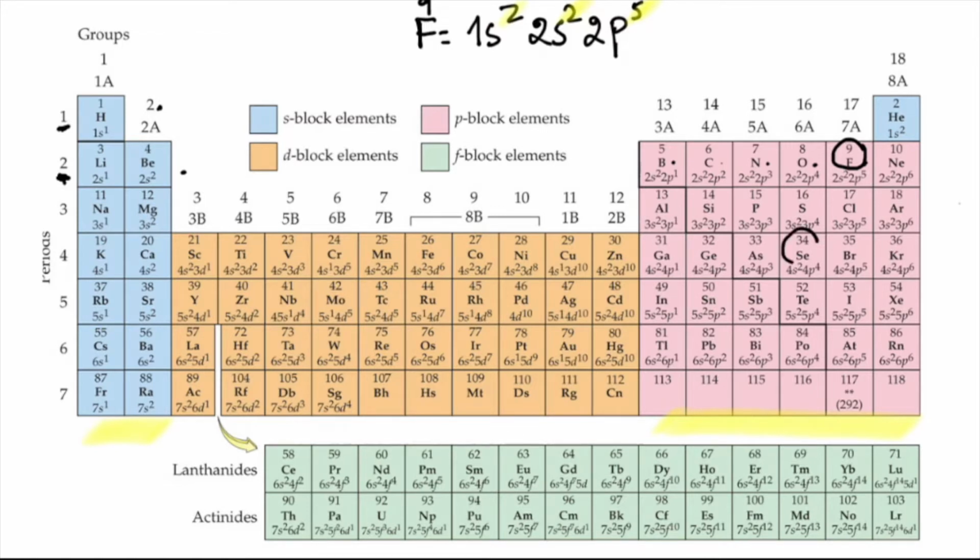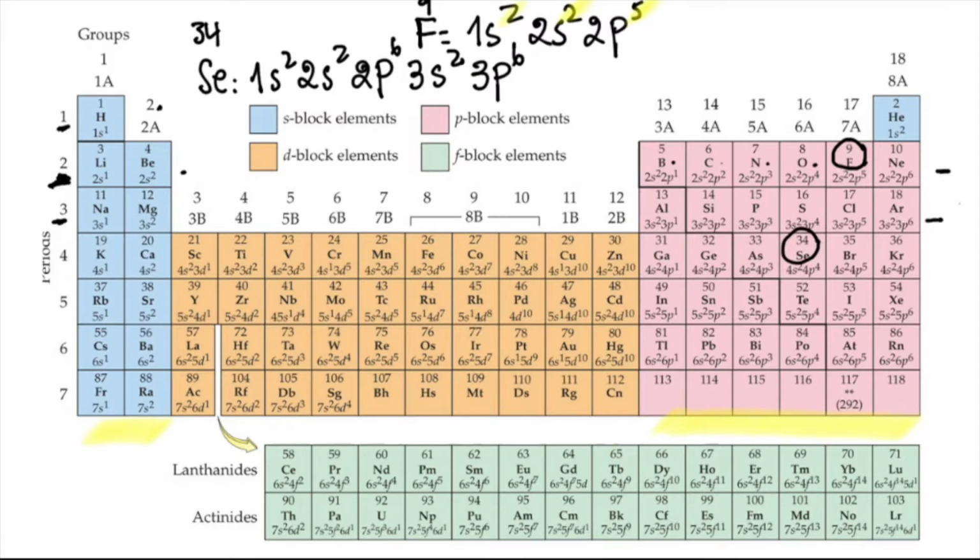Let's do selenium. Selenium has an atomic number of 34. So we would always start with 1s. So we would have 1s2, and then 2s2. After 2s2, we have 2p6 because selenium is 34, it's right here. So right now we passed 10 electrons. After 2p6, we would go back to 3s. So we have 3s2, and then we would have 3p again, so 3p6. So after 3p, we go down to 4s2.